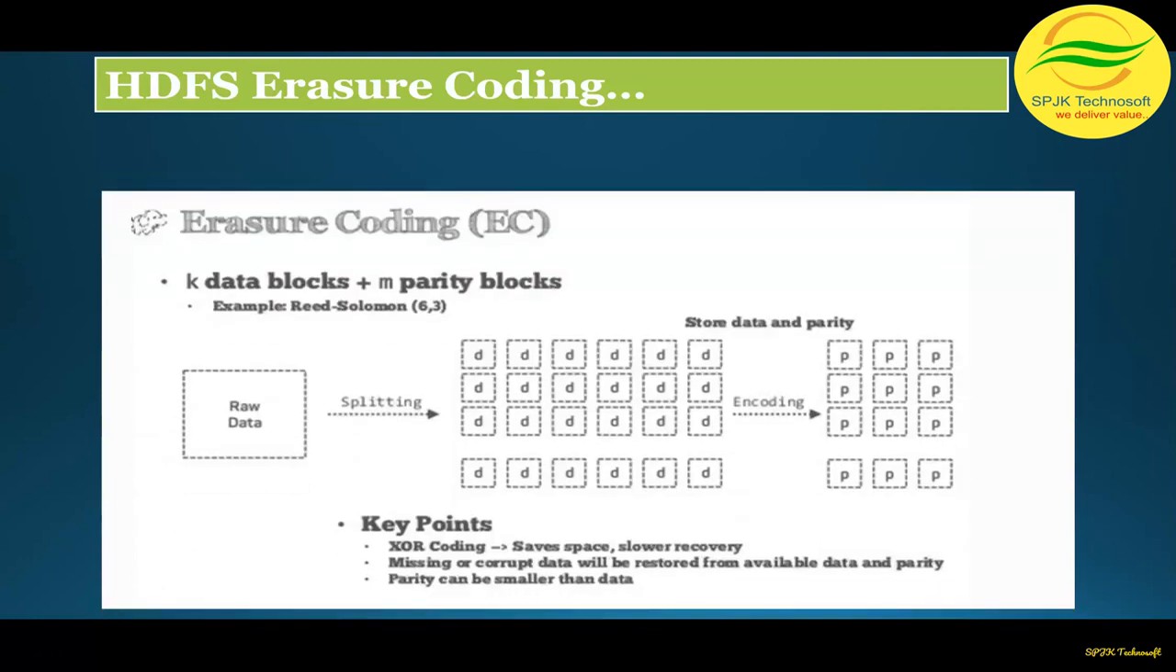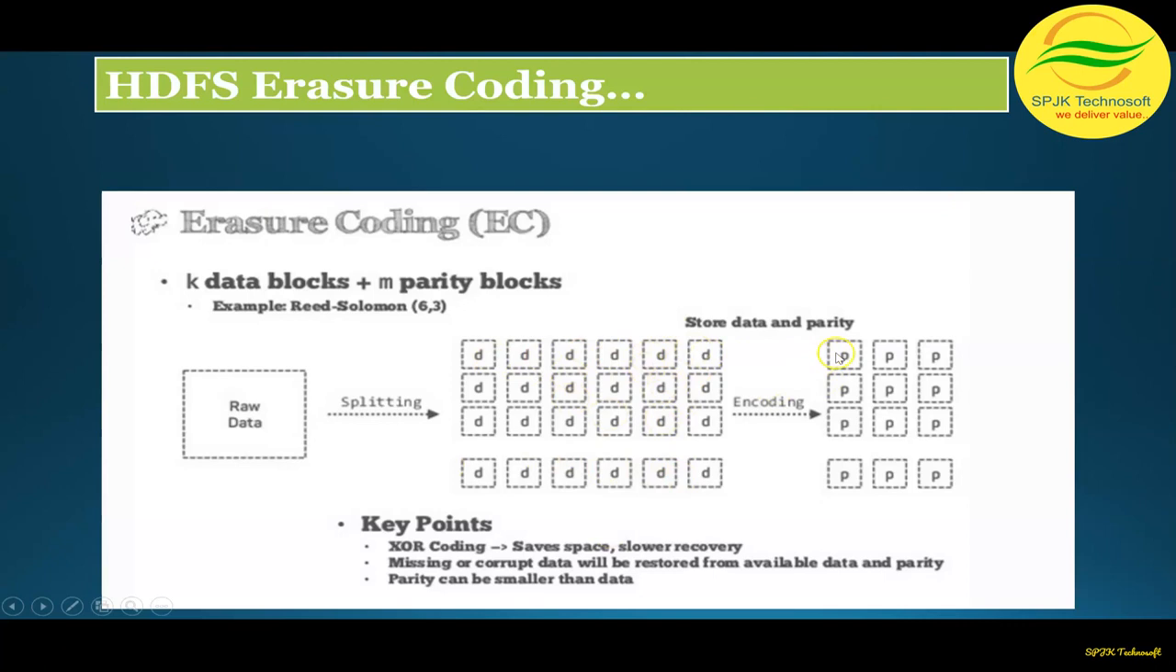And this is another pictorial representation of the same thing. The raw data is split into different data blocks, and it encodes and creates parity blocks, which store both data and parity, right? And if you see, there are so many data blocks: 1, 2, 3, 4, 5, 6 into 4, 24 data blocks. But if we need to replicate these 24 data blocks, it will be around 72, right?